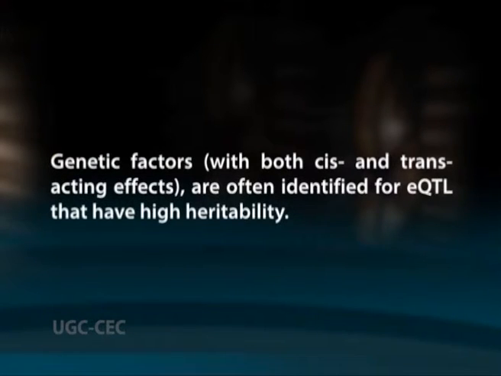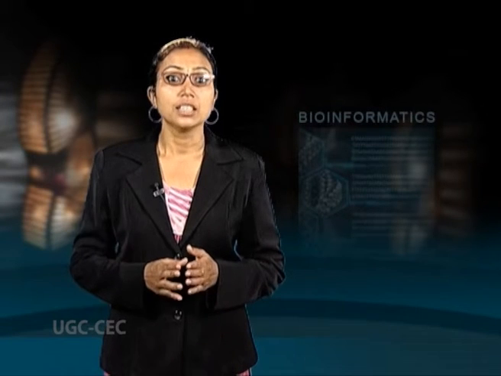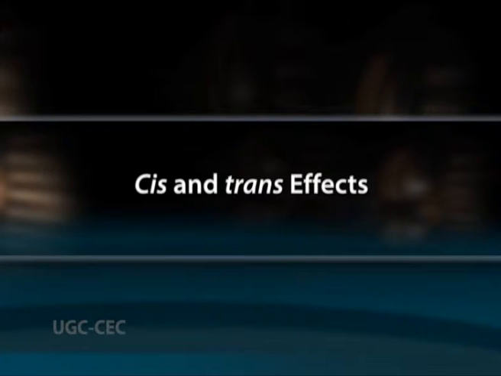Genetic factors with both cis and trans acting effects are often identified for eQTL that have high heritability. For example, in the LCL study mentioned above, eQTL for 81% of traits with H² greater than 0.8 could be mapped to one or more SNPs at genome-wide significance. However, the SNP map on average accounts for less than 20% of the estimated trait H². This demonstrates the presence of genetic or other effects affecting familial clustering on transcription that are not detectable in these genetic associations. Cis and trans effects.